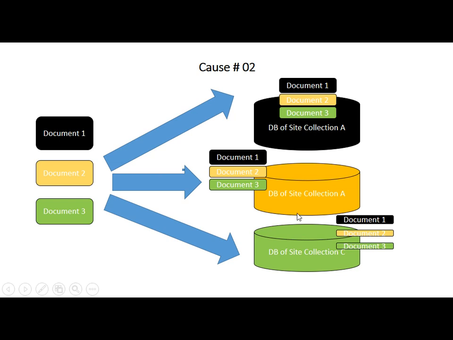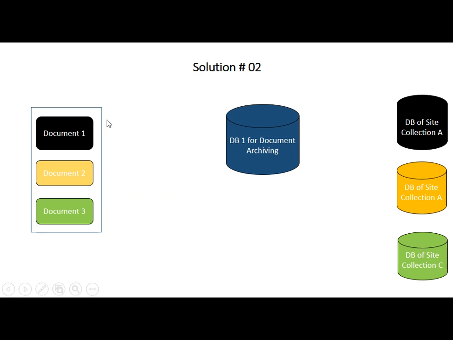This is not a good practice. This will lead to bigger data, or rapid data growth, in your databases. So what is the solution to this? I am considering these three documents. You want to save these three documents for each of the site collections, A, B and C. So what will you do? You will create an additional database for document archiving. You can create multiple document archiving databases depending upon how much your organization's documents are growing.